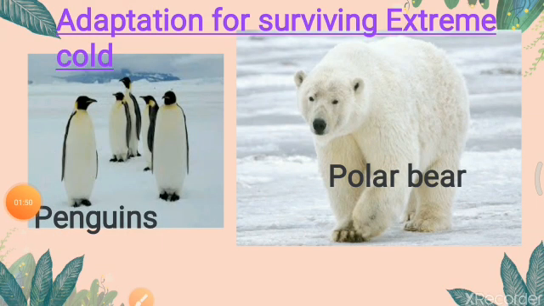So their main features are fur on their body to protect them from cold and a thick layer of fat called blubber under their skin to keep them warm.